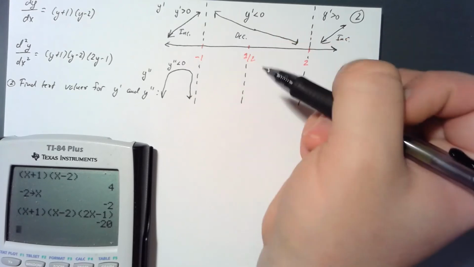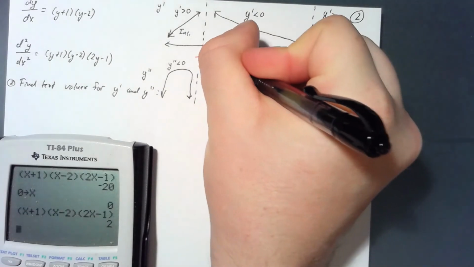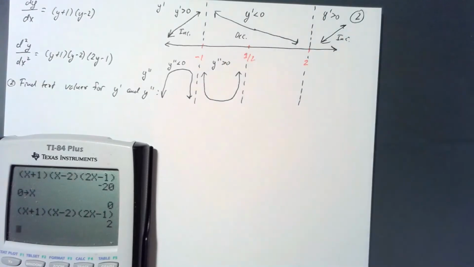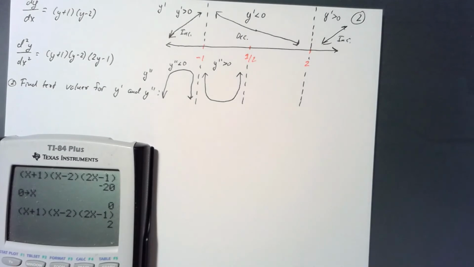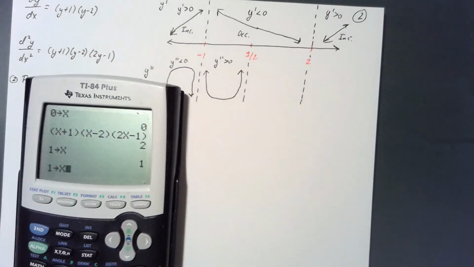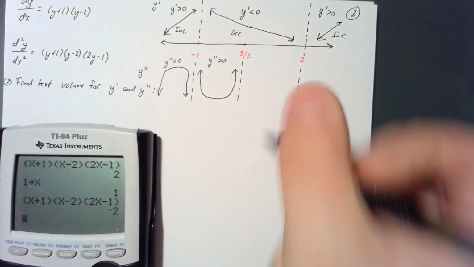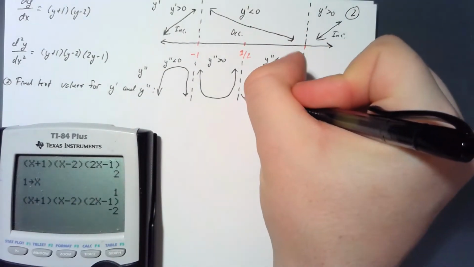A value between negative 1 and 1/2. So 0 is perfect there, right? So 0, enter, enter. Now I get 2, which means the second derivative is positive. Concave up. What's the value between 1/2 and 2? 1. Second, enter. Second, enter. Negative 2. Second derivative is negative. That means it's concave down.